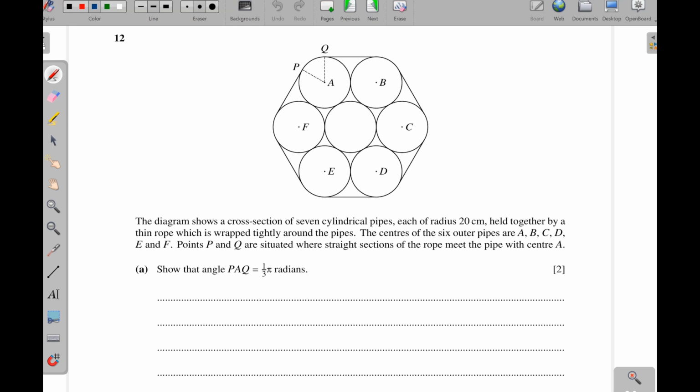This one is coming from circular measure. Now, this one was, I think, one of the challenging circular measure questions they have ever set. Okay, but let us look at it.